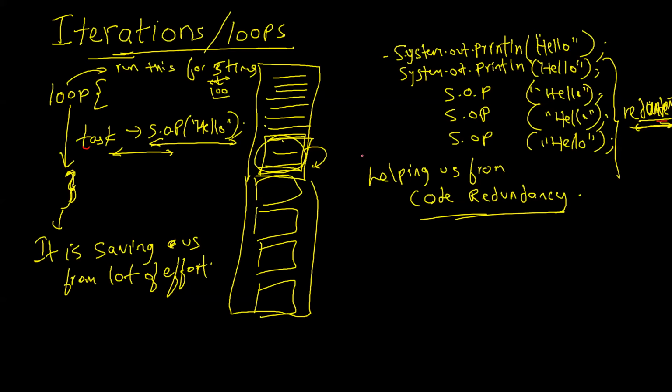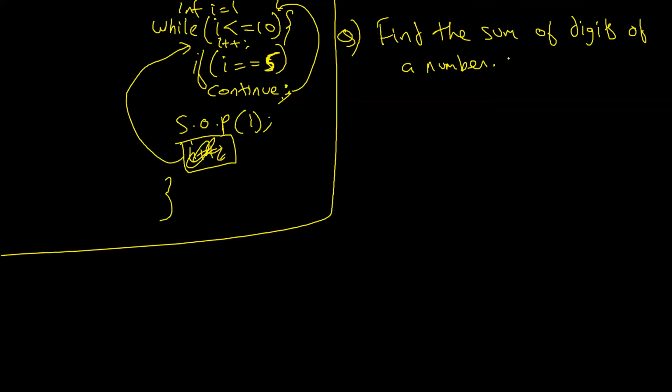Yeah, we can execute the program without using the continue statement. That's good. It is possible. Okay. So find the sum of the digits of a number. If some number is given like 371, you need to print 11.